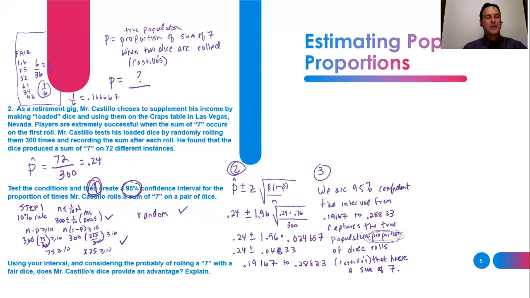The reason I know that is because we are 95% sure that Castillo's dice will have a sum of 7 somewhere between 19.167% and 28.833%. Notice that 1/6 or 0.1666667 is not within the interval. Since it's not within the interval, a fair dice is not included within what Castillo's pool of dice would be. So yes, Castillo's dice roll 7s more often than a traditional dice.